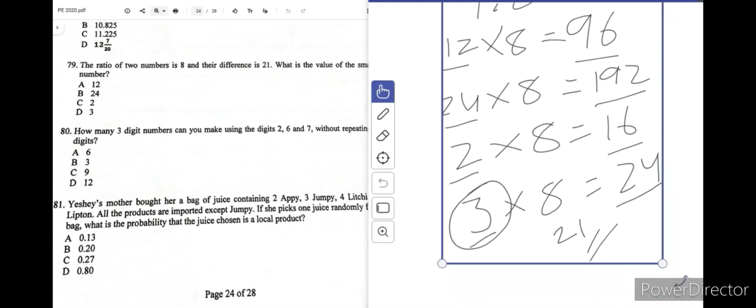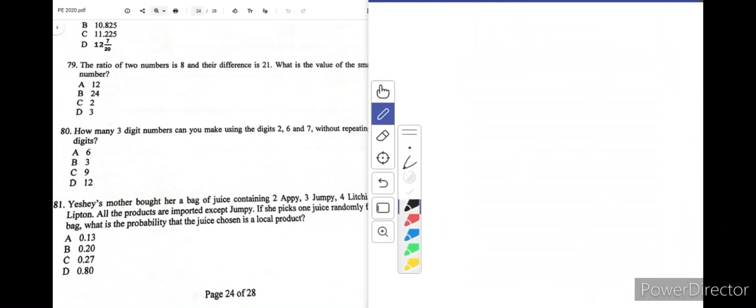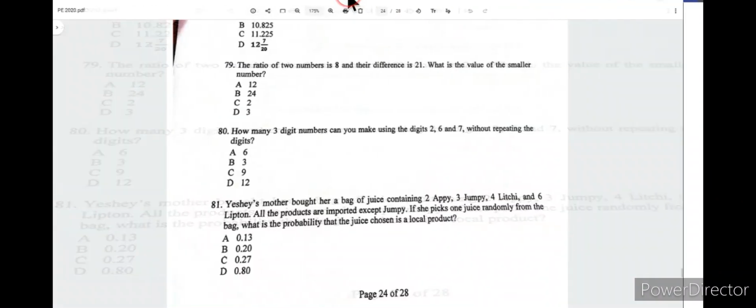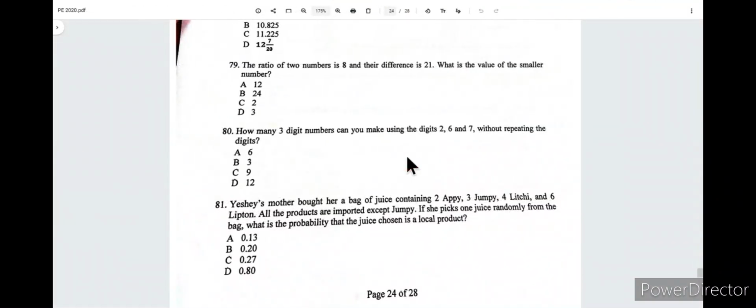Now let's go to question number 80. What we have in question number 80 is: how many 3-digit numbers can be made using the digits 2, 6 and 7 without repeating the digits. In such types of questions we have two different types, that is, how many numbers we can make either with repetition or without repetition. So we should be very careful whether repetition is allowed or not. In this particular question, without repeating means we are not allowed to repeat the digits.